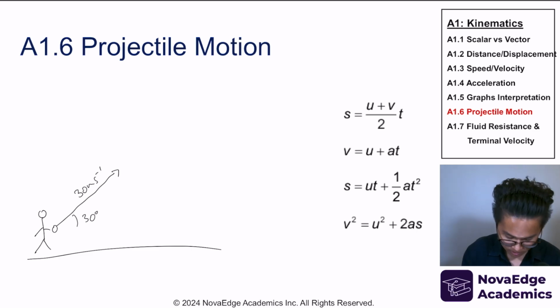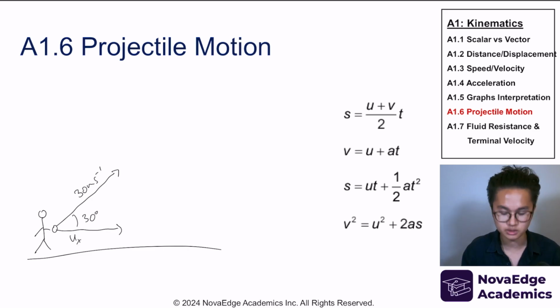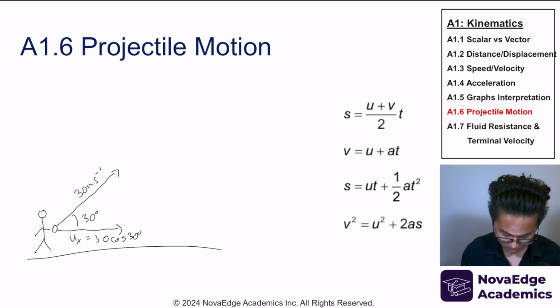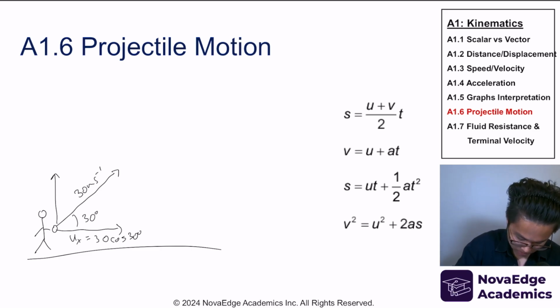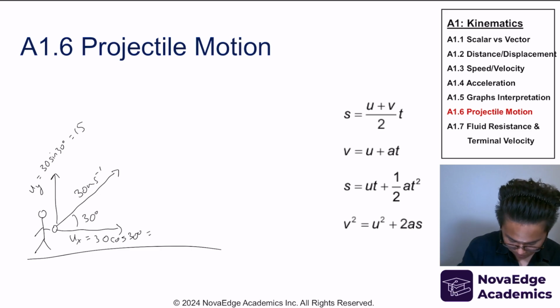Okay, so first, the velocity in the x component, let me call it ux, is equal to 30 meters per second cosine 30. And the y component, let me call this uy, is equal to 30 sine 30 degrees. And this is simply 15. This is simply 26 meters per second.